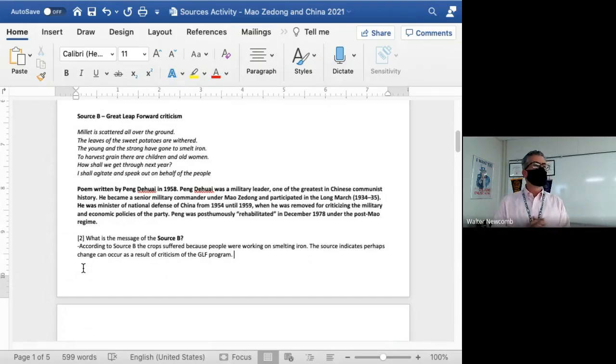So, yes, good points. So again, the source indicates perhaps change can occur as a result of criticism of the Great Leap Forward. That could be because of his position. There is a concern about next year in regards to food. And we know that famine is a big issue, and it is an issue of security in many ways. You know, we talk about food security. Here we go, we got an example.